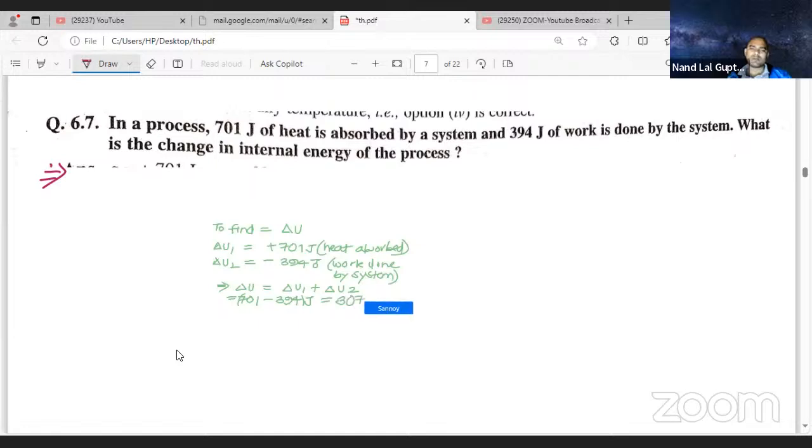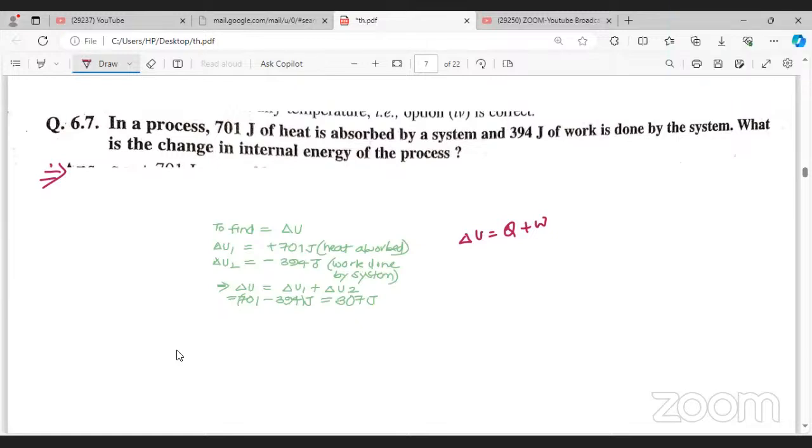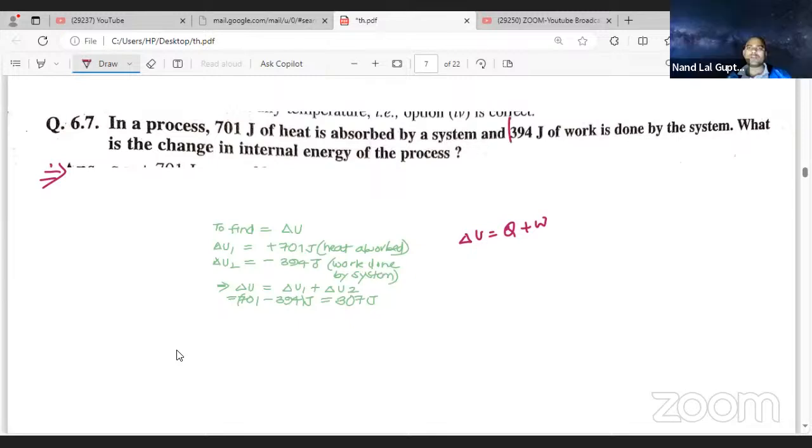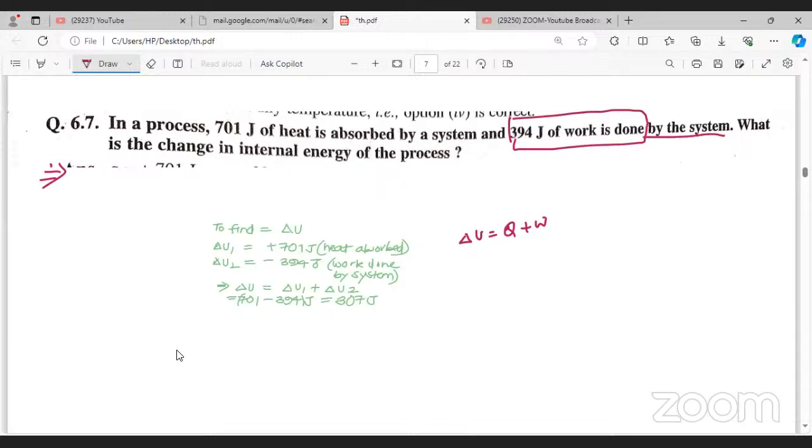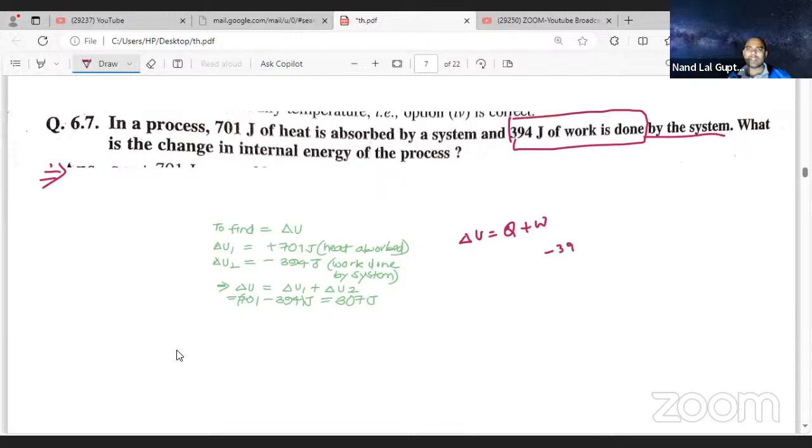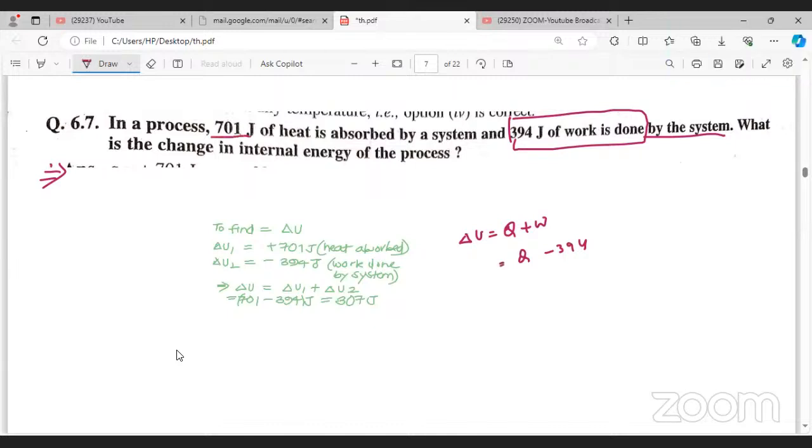Which formula are you using? Delta U is equal to Q plus W, na? First law of thermodynamics. Sir, first of all, we are given 701. Second, we are taking 394. Whether we have to find the 394 joule total change. This is the work done, na? Work done by the system, that means negative 394. Q as it is. That means 701 joule of heat absorbed by the system.